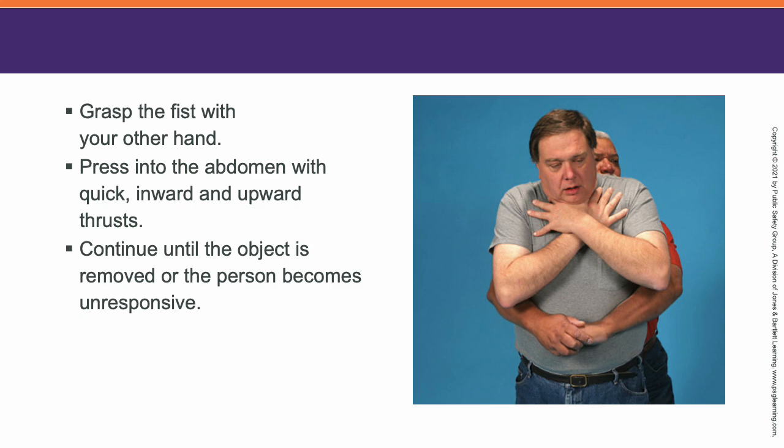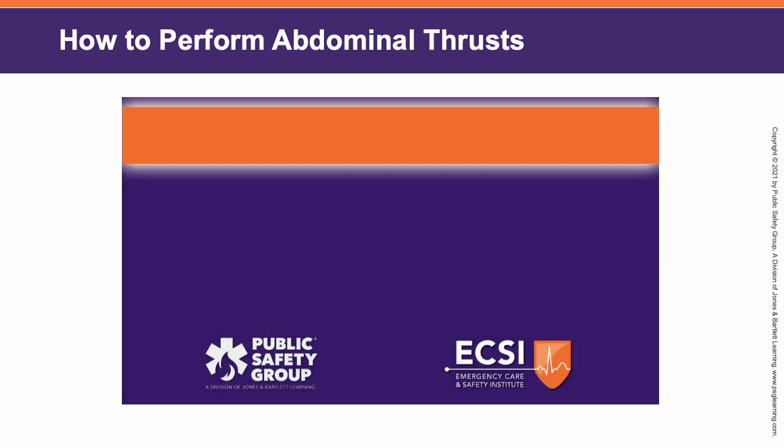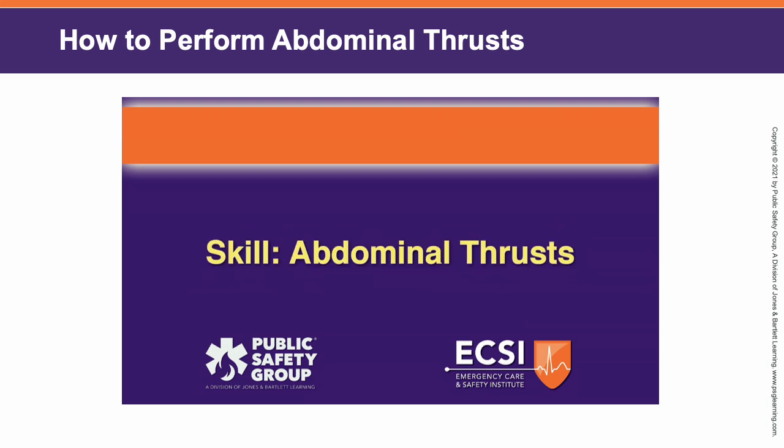Okay, if the person becomes unresponsive, then we move to CPR because now they're unresponsive and they're not breathing. Okay, now we're just going to watch a quick video kind of putting it all together. Skill, responsive adult or child choking, abdominal thrusts.